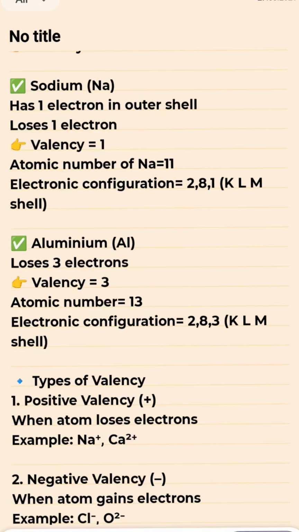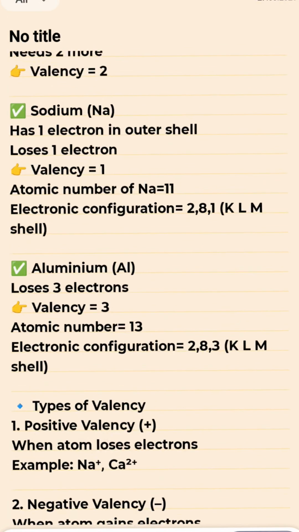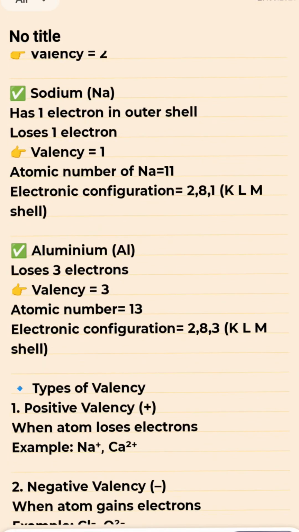Sodium, symbol Na. Atomic number is 11. Its electronic configuration is 2, 8, 1. K shell having 2 electrons, L shell having 8, and M shell, the outermost shell, having 1 electron. If it can lose that 1 electron, then what will happen? It will get octet configuration on losing that 1 electron.